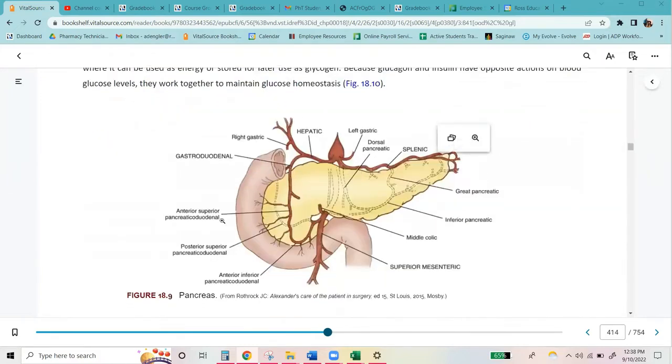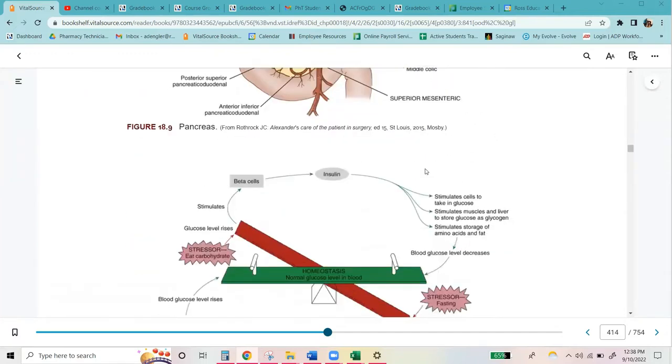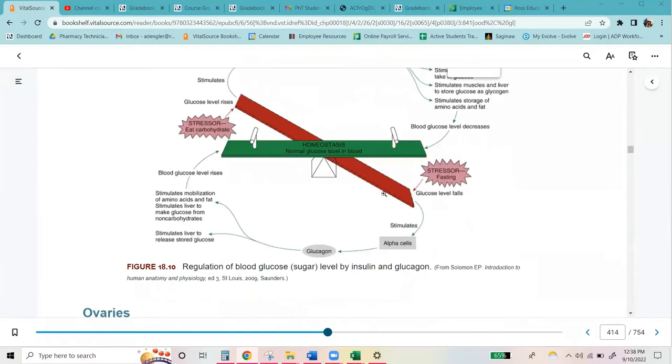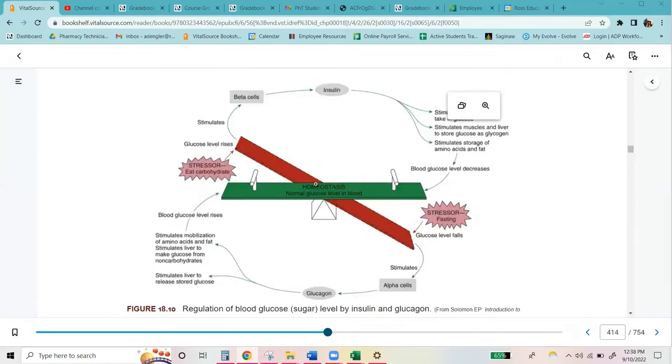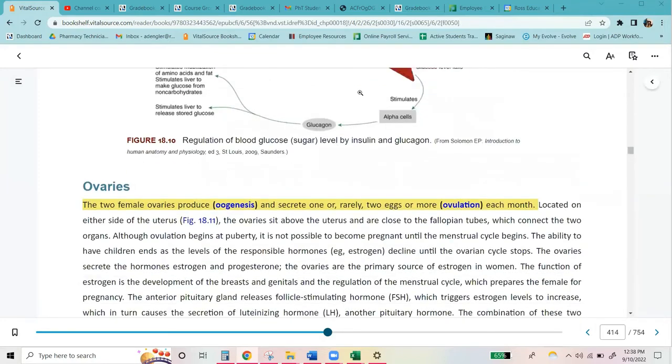So here is 18.9, just a figure kind of showing you the pancreas right by the intestine. Does it show the islets of Langerhans here? No. And 18.10 is just the regulation of blood glucose sugar level by insulin and glucagon. And you can see that homeostasis is in the middle of that.